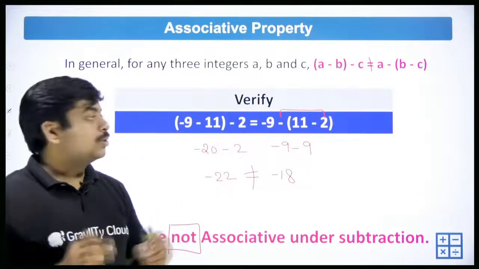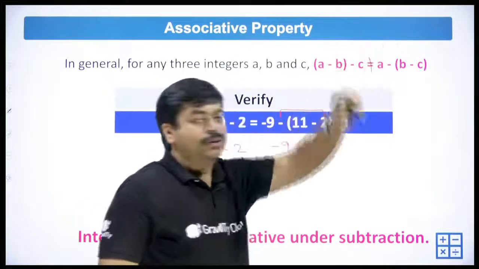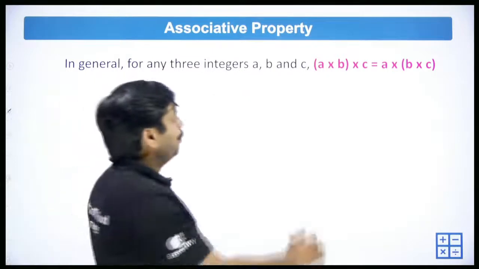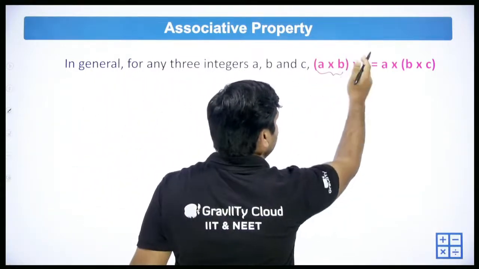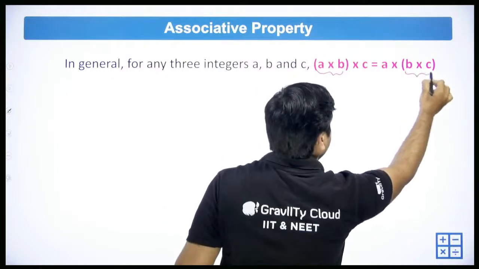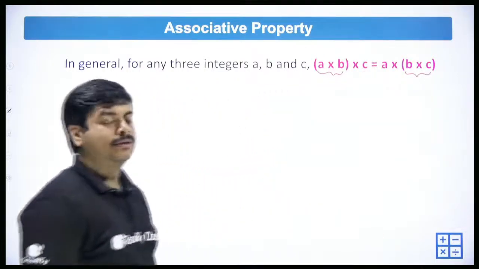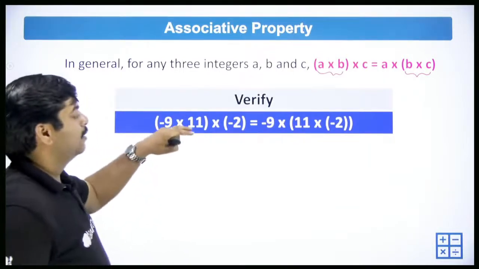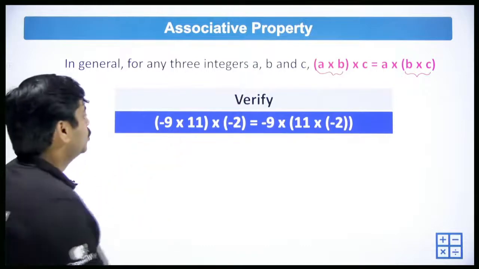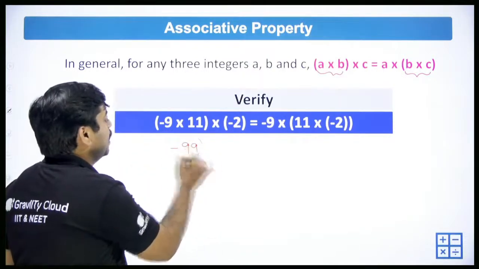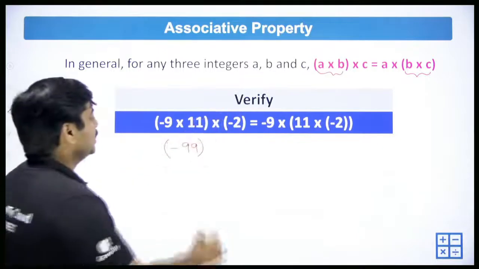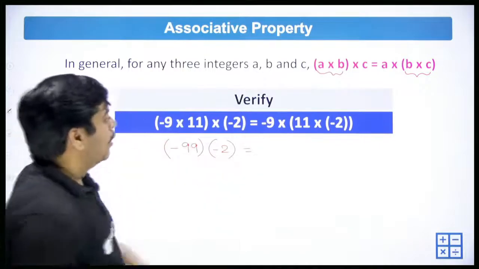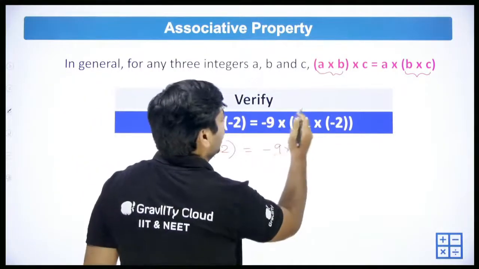For multiplication also, (a × b) × c and a × (b × c). Let us try to apply that. We find the product of a and b and then with c, or the product of b and c and then with a. So let me take a small question. Minus 9 into 11: 11 nines are 99, with a negative, so minus 99 into minus 2. And on the other side, minus 9 into (11 into minus 2).